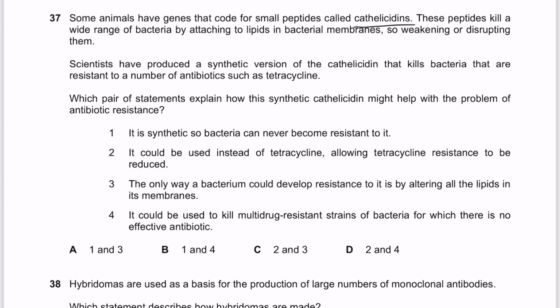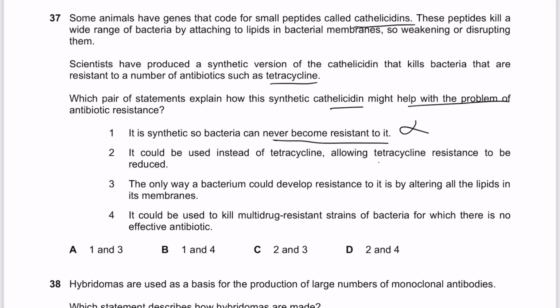Now, some scientists have produced a synthetic version of this that kills bacteria that are resistant to a number of antibiotics, such as tetracycline. So which pair of statements explains how the synthetic cathelicidin might help with the problem of antibiotic resistance? It's synthetic, so bacteria can never become resistant to it. No, okay. It could be used instead of tetracycline, allowing tetracycline resistance to be reduced.